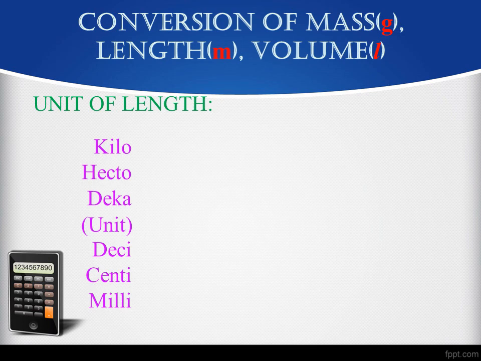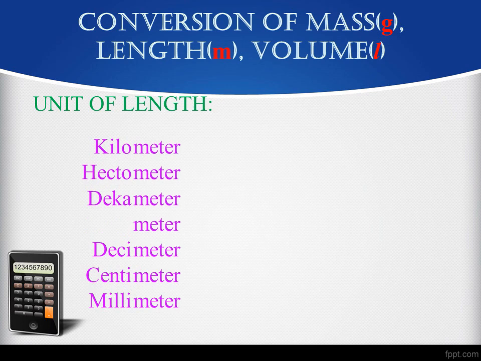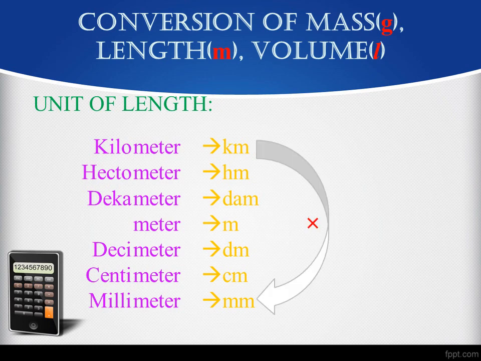the prefixes of basic units are kilo, hecto, deca, unit, deci, centi, and milli. What is the basic unit of length? That is meter. So now we can add the prefixes, that is kilometer, hectometer, decameter, meter, decimeter, centimeter, and millimeter. Kilometer is denoted as km, hectometer as hm, decameter as dam, meter as m, decimeter as dm, centimeter as cm, millimeter as mm.